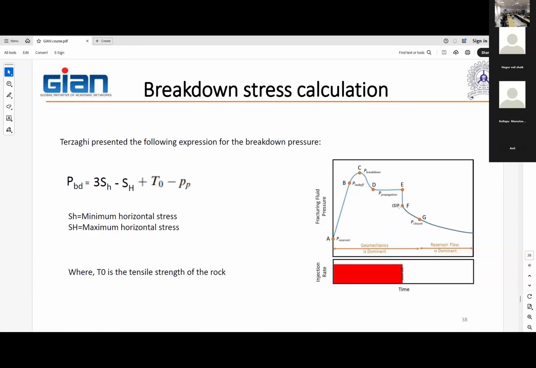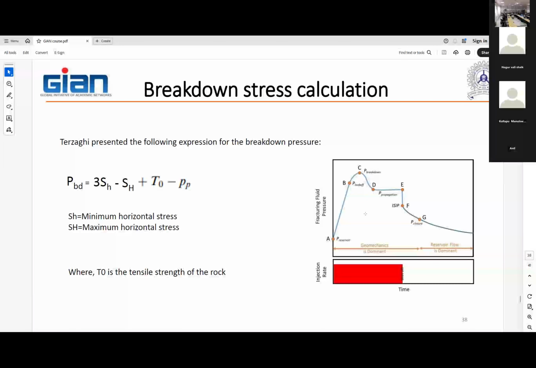Finally, you will get to the ISIP, which is the instantaneous shut-in pressure. And finally, you will get the closure pressure. So you will see all of these points. If you talk about the minimum horizontal stress estimation, then the upper limit of the minimum horizontal stress is the ISIP, and the lower limit is the closure pressure. Point C is the breakdown pressure.